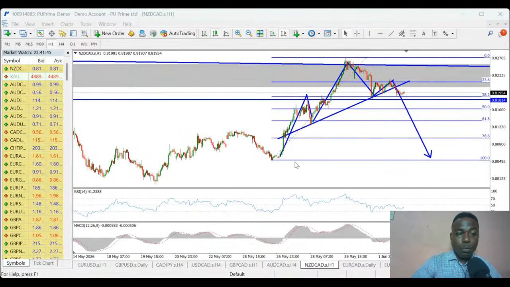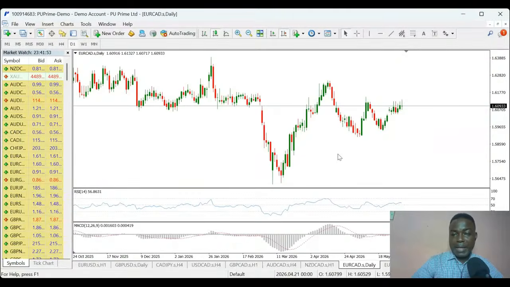It's purely a 1 hour trade, and I want you to take note of that. Purely 1 hour trade call on that, bearish on the NZD card. And finally, I'll be looking at the Euro card.